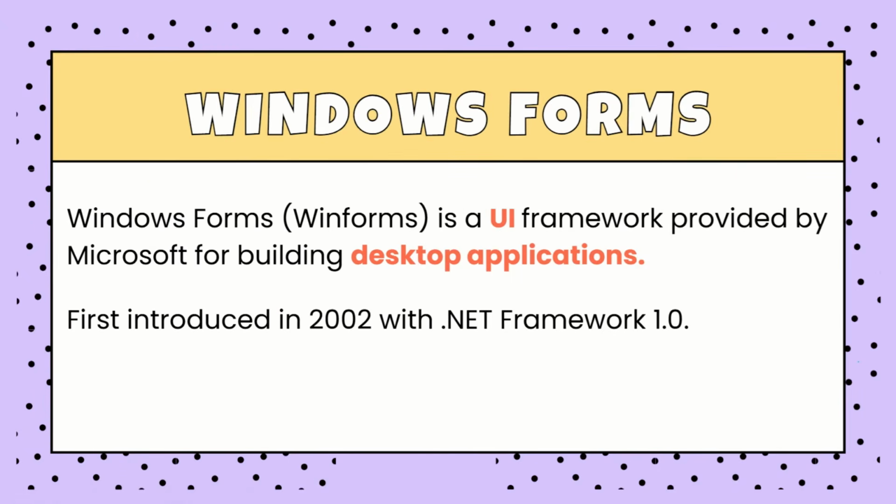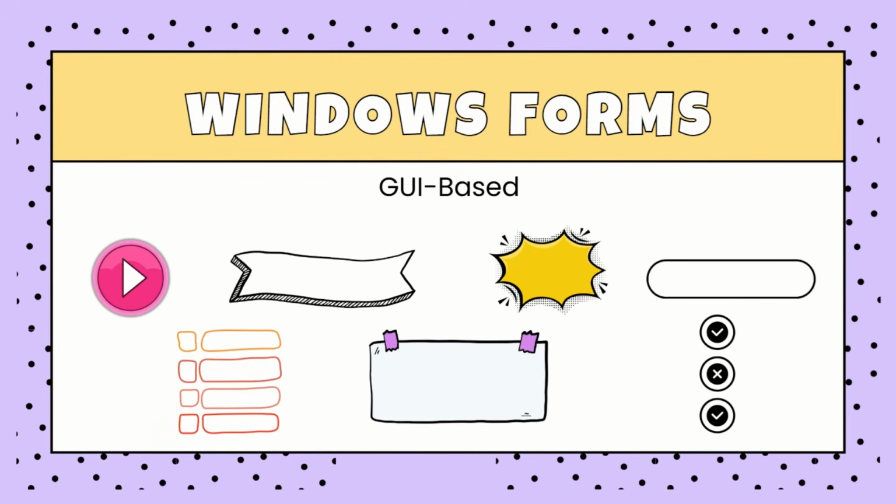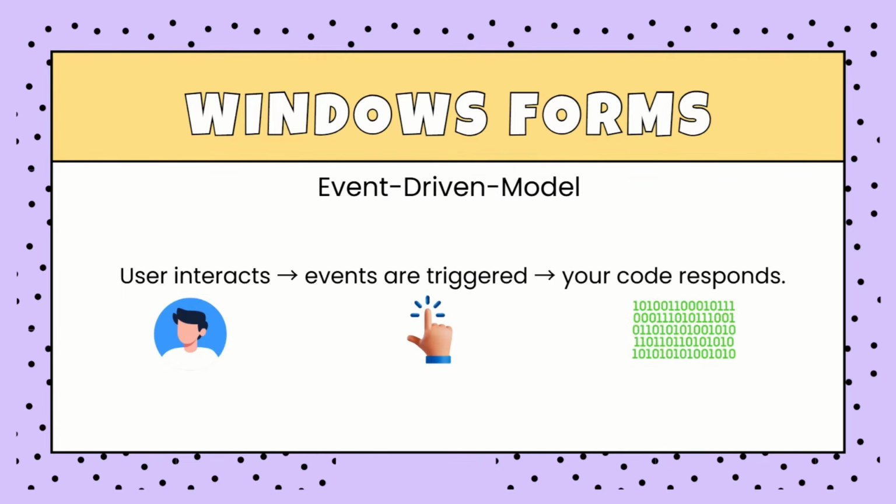So let's have a quick introduction to Windows Forms. Windows Forms, also called WinForms, is a user interface framework provided by Microsoft for building desktop applications. They were first introduced with .NET Framework 1.0 back in 2002, almost 2 decades ago. Using Windows Forms, we can create GUI-based applications, like we can work with buttons, text boxes, labels, menus, and many other controls. GUI-based applications are always event-driven.